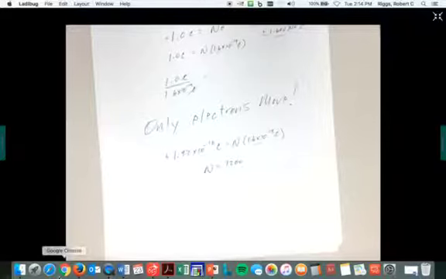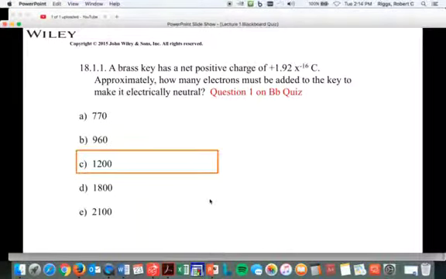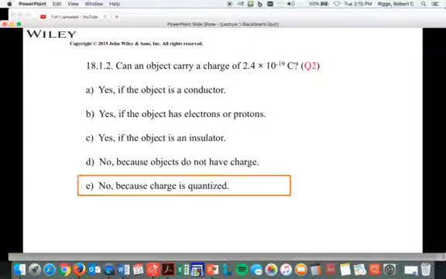And it's just a number. Let's see if this is true. Boom. All right, so can an object carry this much charge? Here's question 2, 2.4 times 10 to the negative 19. What do you think? Let's take a look.